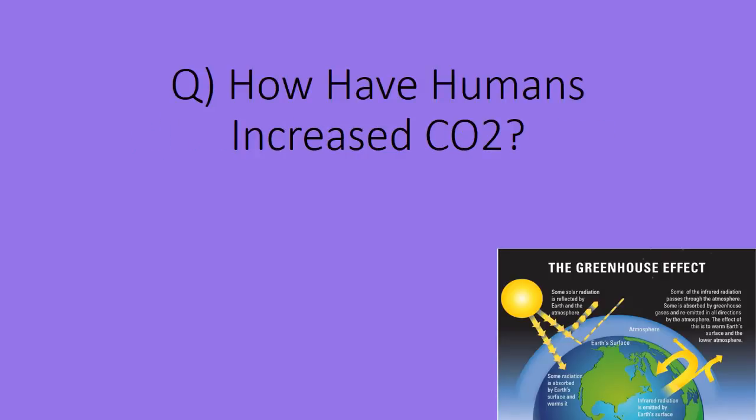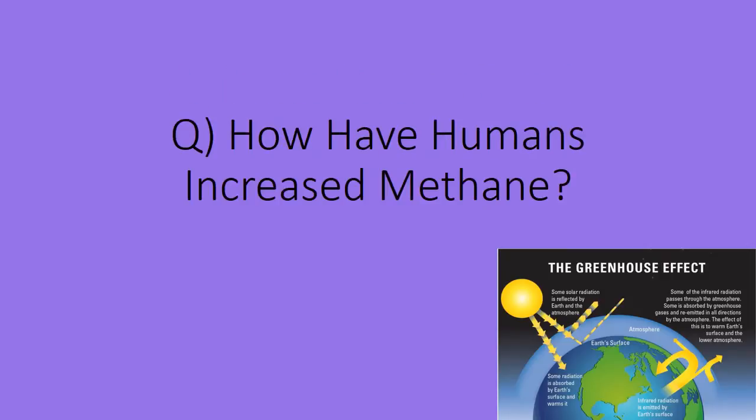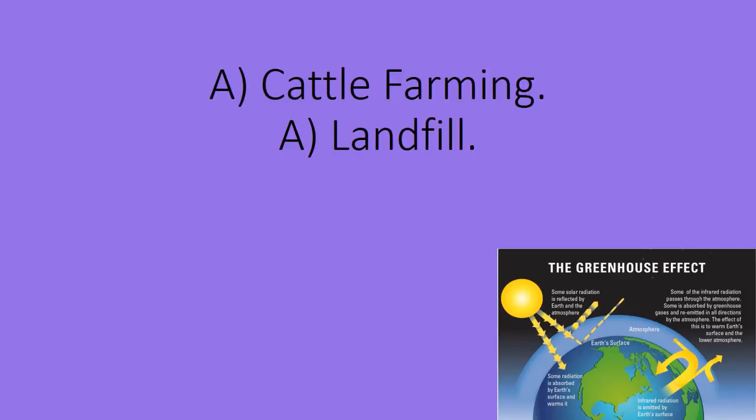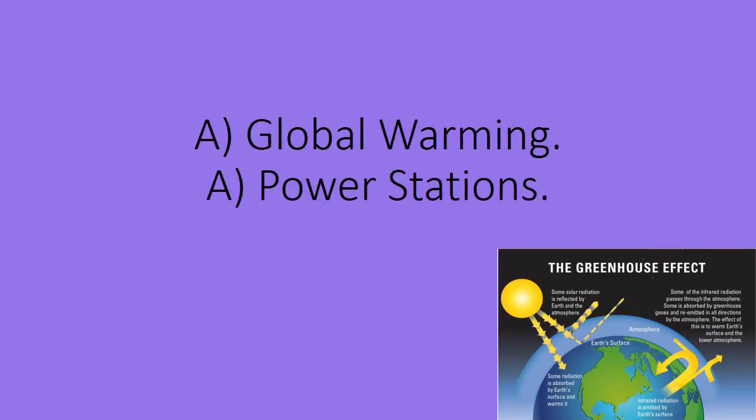How have humans increased CO2? More energy used, deforestation. How have humans increased methane? Cattle farming, landfill. How have humans increased water vapor? Global warming, power stations.